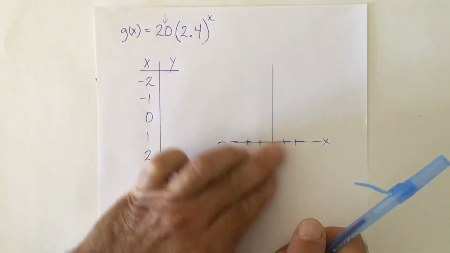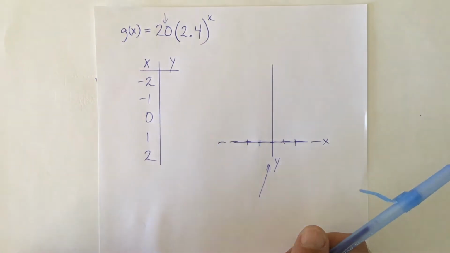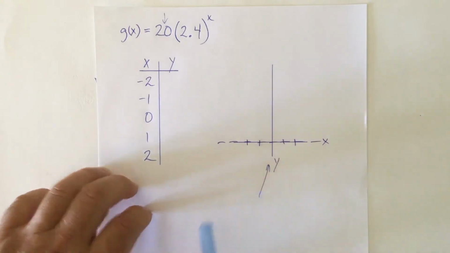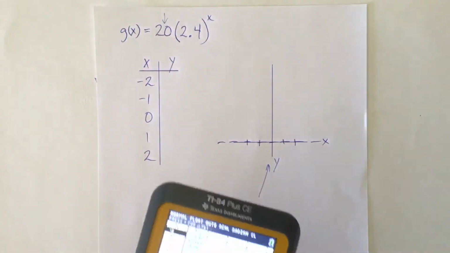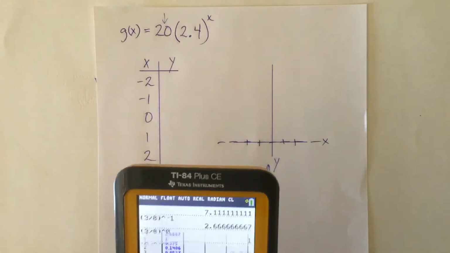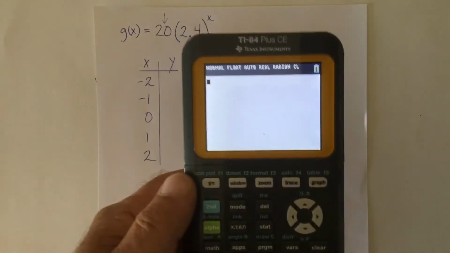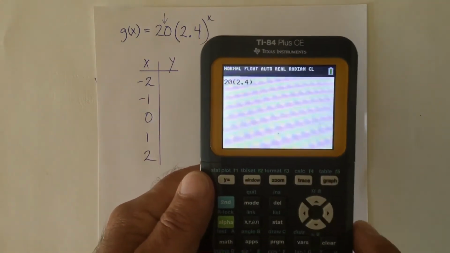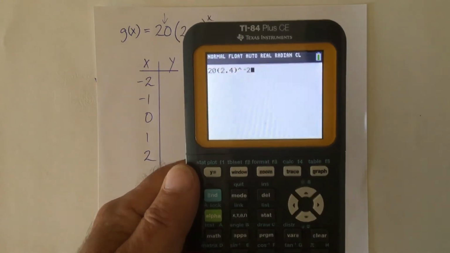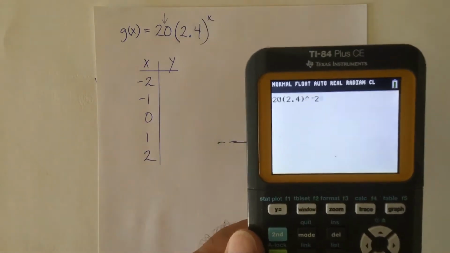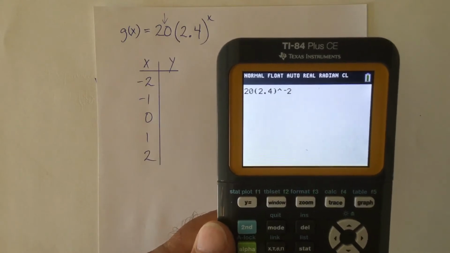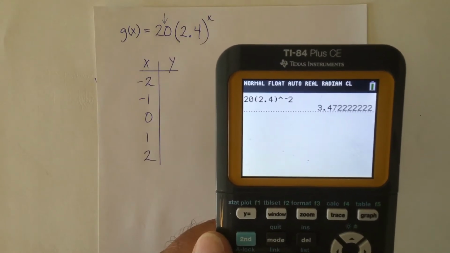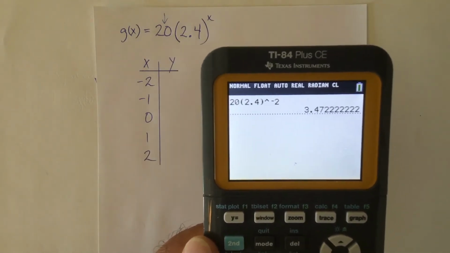So I don't need a bunch of information down here, so I'm going to be a little bit lazy since I can be. When I graph this one on the calculator, I'm going to go back, clear all that out, and this time I'm going to say 20 parentheses 2.4 to the power of -2. I'm just going to punch it in exactly how I see it. So it's 20 times 2.4 in parentheses to the power of -2. What do I get? I get 3.47 blah, blah. I'm going to just round it off to the nearest tenth.